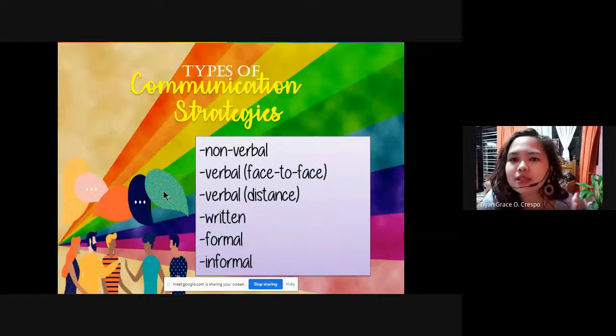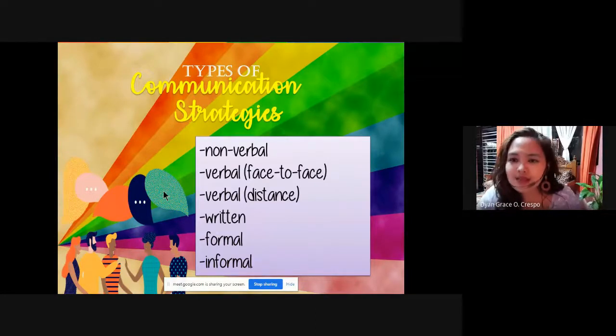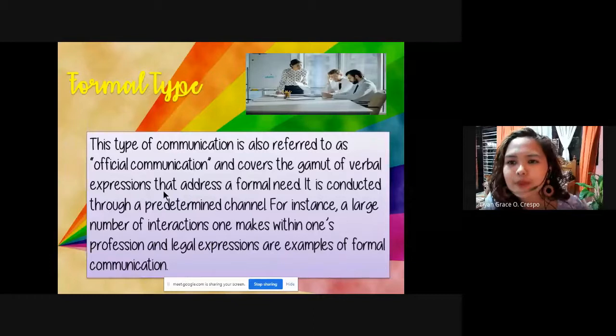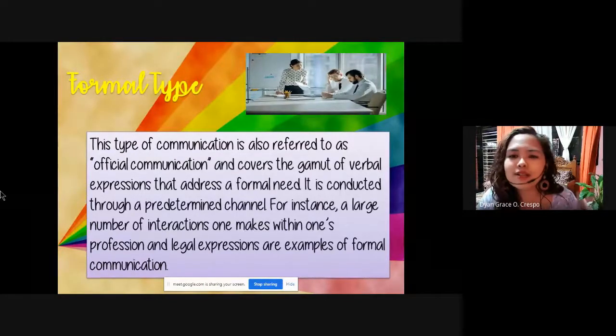So, there are different types of communication strategies. We have, again, the non-verbal, verbal face-to-face, verbal distance, written, formal, and informal. So I think this is just a review of what we have discussed last time. So let us begin with the formal type. This type of communication is also referred to as the official communication, of course, and covers a gamut of verbal expression that address a formal need, and it is conducted through a predetermined channel. For instance, a large number of interactions one makes within one's profession. For example, the legal expressions of formal communication.